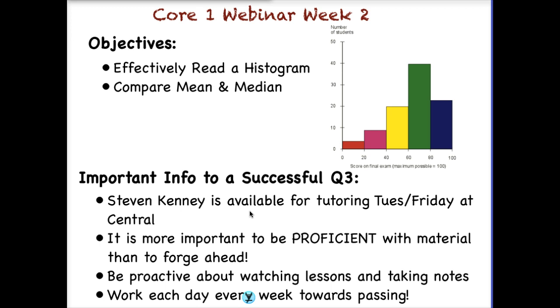And then, as you know, same thing as always. Just make sure to go back and always check your grade book after you turn in an assignment. And then if you get a U, go back and fix it. And now you can talk to Stephen, if you can find him, on Tuesdays and Fridays to help you with that. It's not there. And then always make sure you watch the lessons, take notes, and then work every day, every week towards passing, which actually you do a very good job at that already.